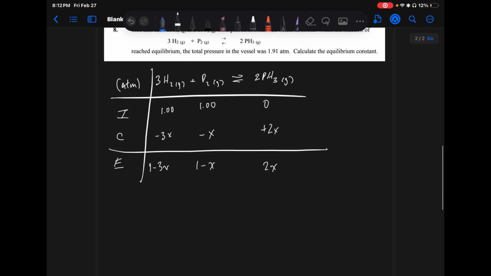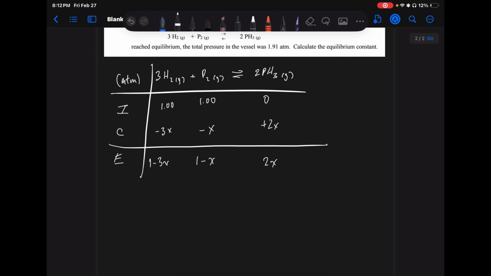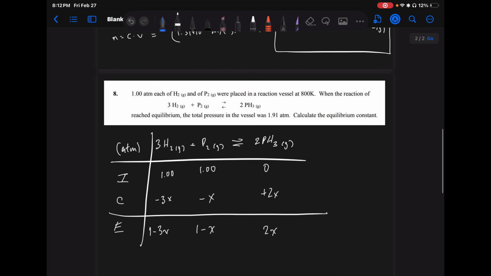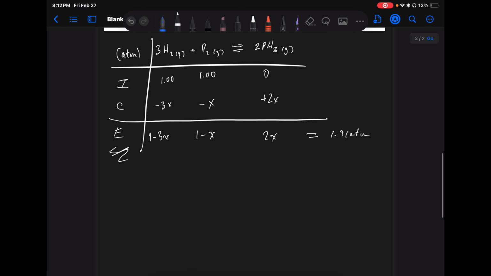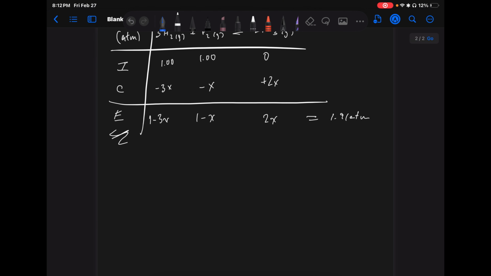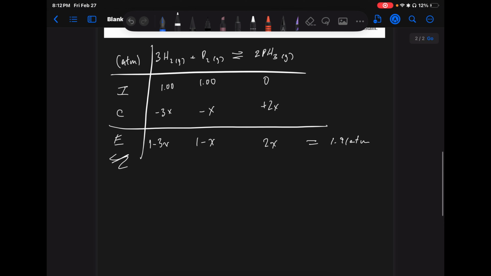So now we could make the, what is it? Wait, do we even need to do that? No, I don't think so, because it says the total pressure of the vessel was 1.91, and that's like our equilibrium. So they should all equal 1.91 atm. So I think that's just simple math now. It's just 1 minus 3x plus 1 minus x plus 2x is equal to 1.91.